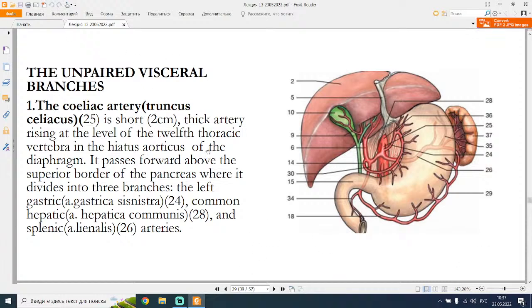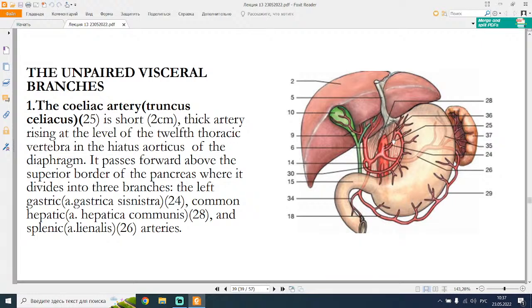The unpart visceral branches. First, truncus celiacus. This is abdominal aorta. This is truncus celiacus. It is a short, 2 centimeter, thick artery rising at the level of the 12th thoracic vertebra in the hiatus aorticus of the diaphragm. It passes forward above the superior border of the pancreas, where it divides into 3 branches.